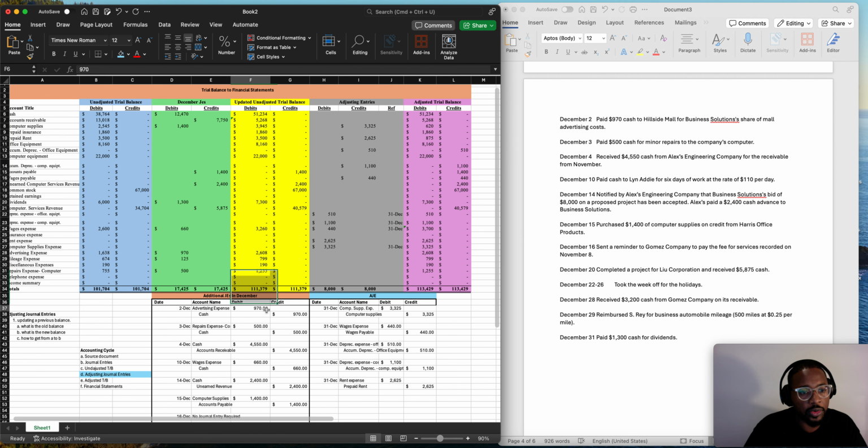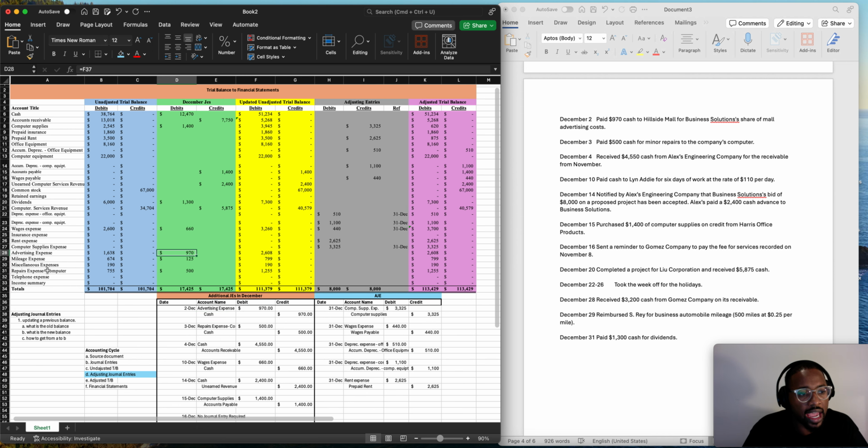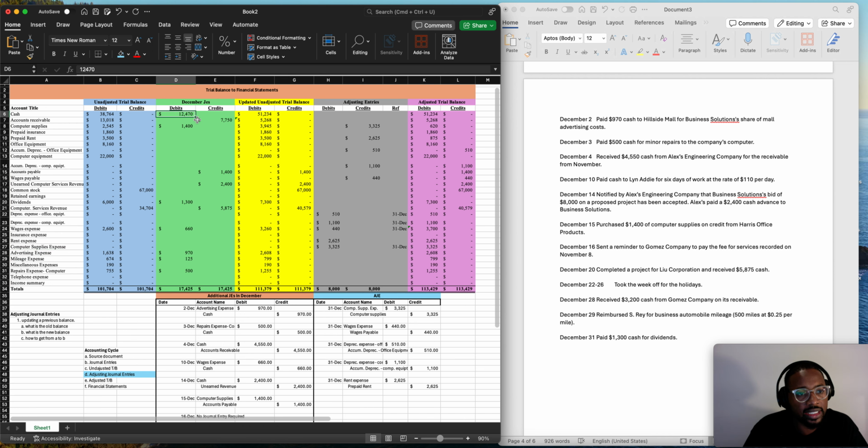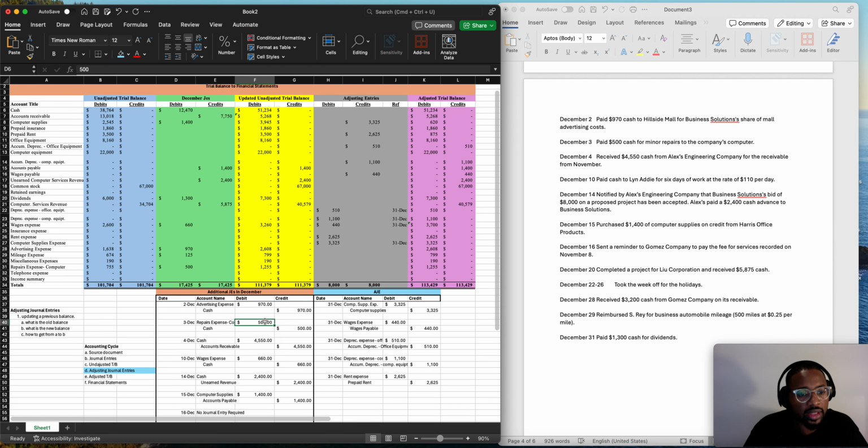So, say for example, you see that there was an advertising expense on December 2nd. It looked like we paid an ad bill. So we debit our advertising expense and we credit cash. So as you can see, advertising expense, right? We have the debit here, and cash is going to be credited here in this total amount. So another example is that we paid for repair for our computers. So if you look here, we're going to come down to repair expense right here.